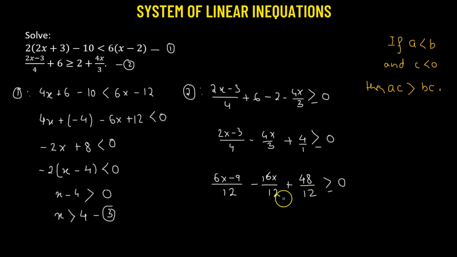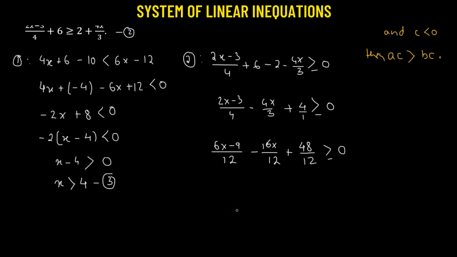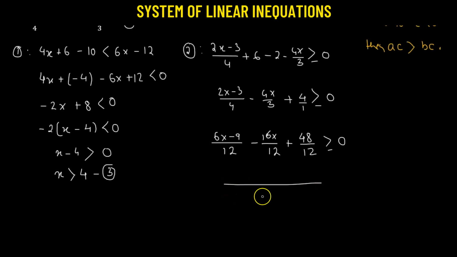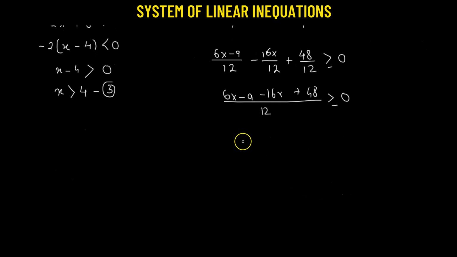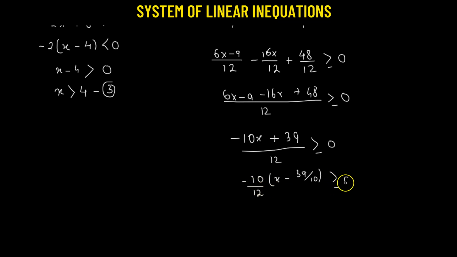Now that we have all three terms with the same denominator, we can combine them. In the numerator, we have 6x minus 9 minus 16x plus 48, over 12, and that's greater than or equal to 0. Now 6x minus 16x is negative 10x, and 48 minus 9 is 39, divided by 12. This is greater than or equal to 0. If we take negative 10 as the common factor, we have x minus 39 over 10, and in the denominator we have 12. Now this is greater than or equal to 0.